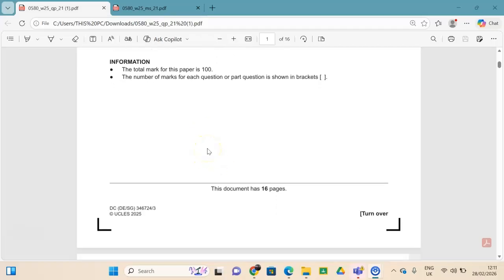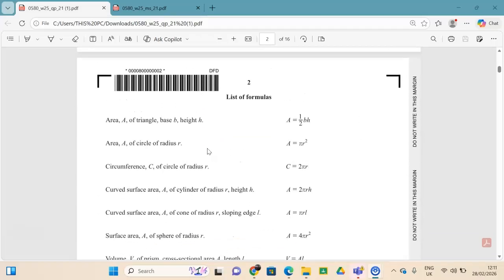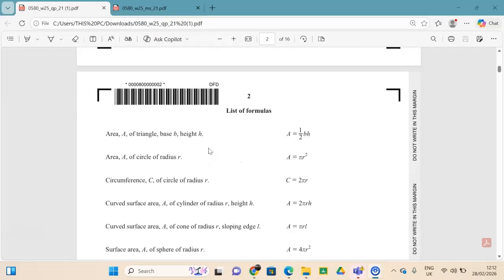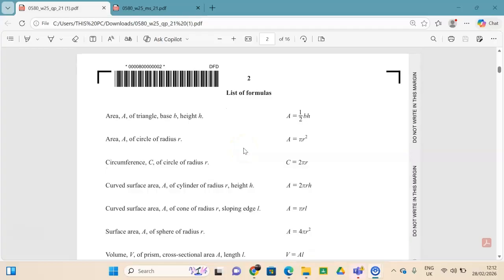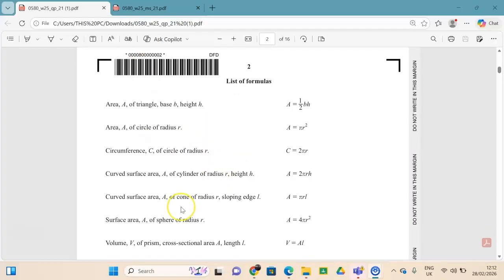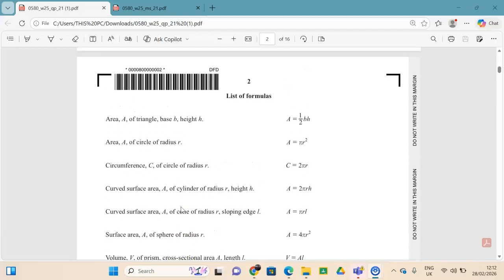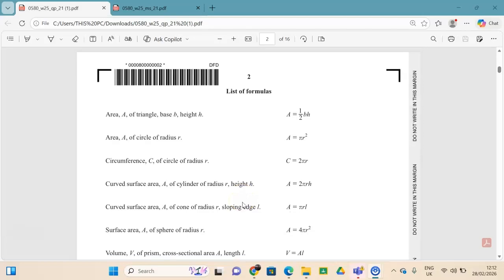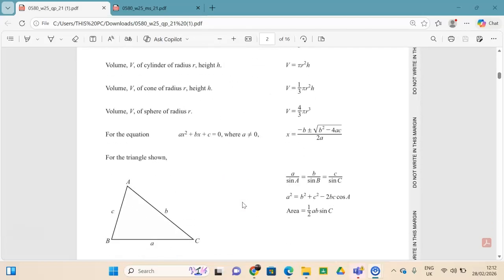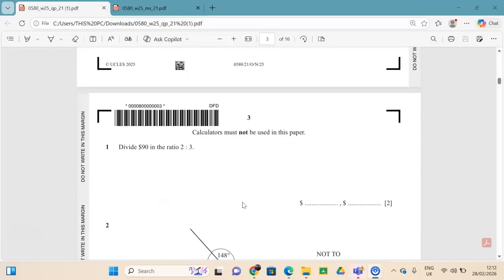All right. Now, let's see. This is the formula list. This is the list of formulas that you can always refer to if you have any challenge as you work with this paper. So you're lucky to have the formula list here. That doesn't mean you shouldn't also get acquainted with your formulas. These are some of the formulas you'll be needing.